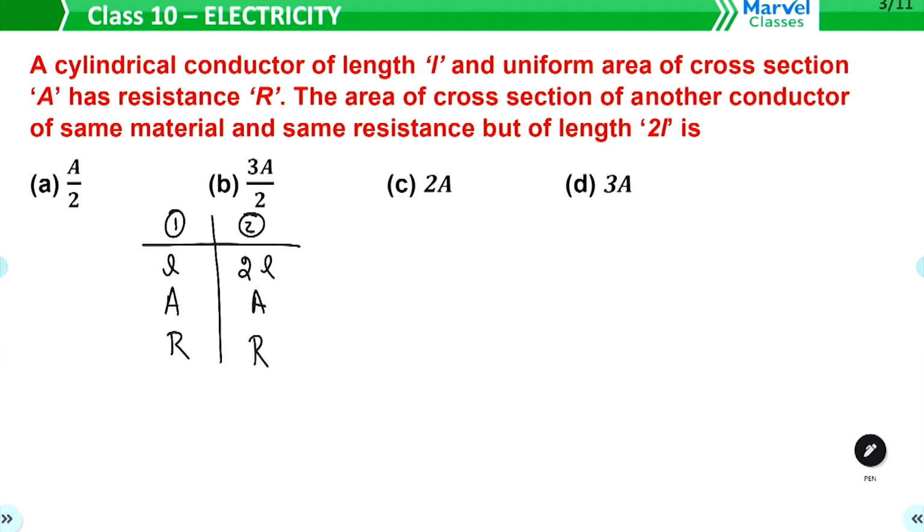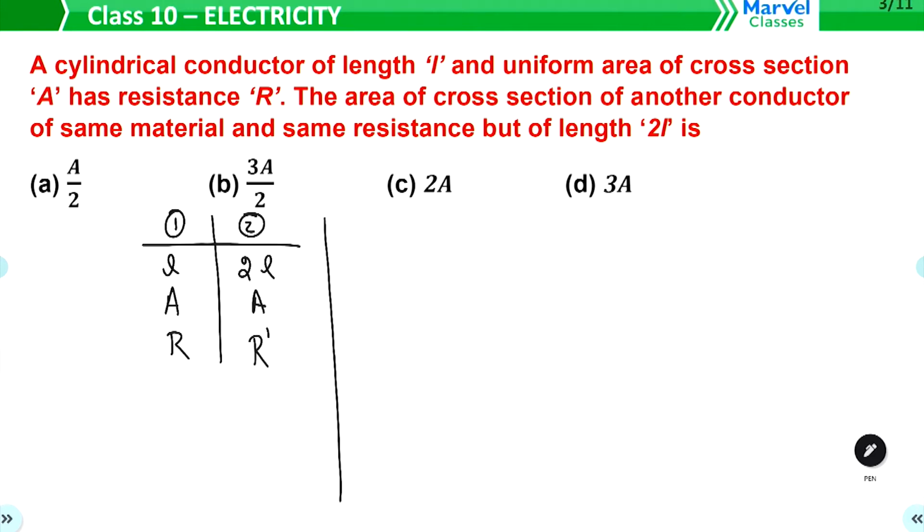Okay, so in this case, what are we supposed to find? We are supposed to find the resistance. Okay, just a minute. For the second material, the area of cross section is same, but the length is doubled. And same material, so they are asking us to find the resistance. Okay, I am not saying the resistance is same. The resistance is the one which we are supposed to find.